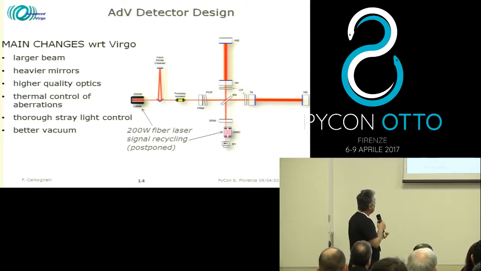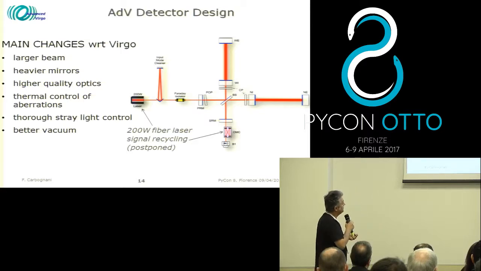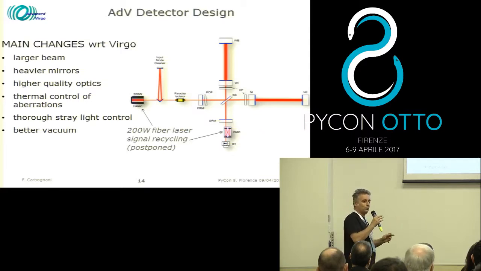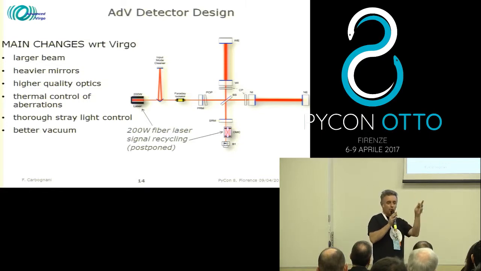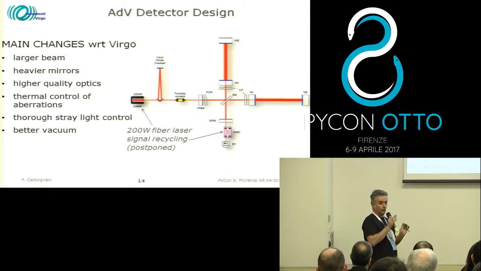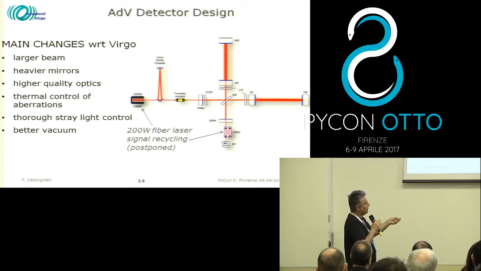We needed to have a much stronger stray light control. So you don't want any photon going around. You cannot afford to have light hitting somewhere, or beams going around, because all of them will become a disturbance on your measurement. So you want all your photons doing exactly what you need, and especially staying in the straight path between the mirrors. And we also increased the quality of the vacuum.